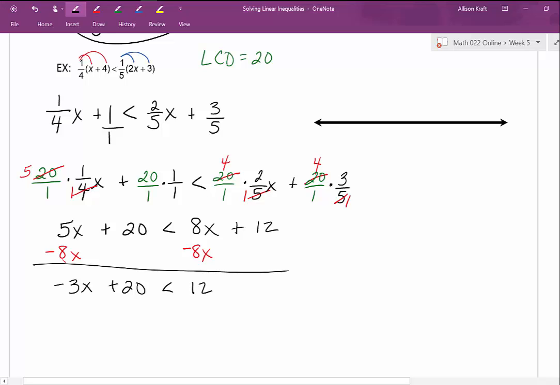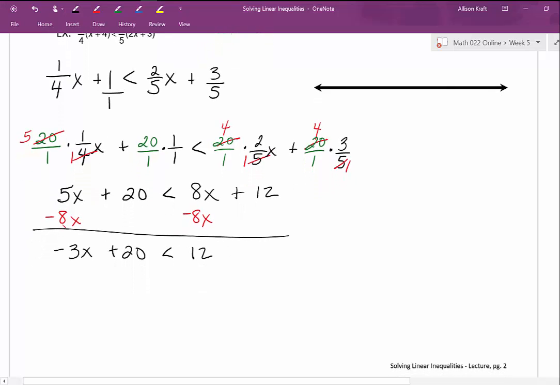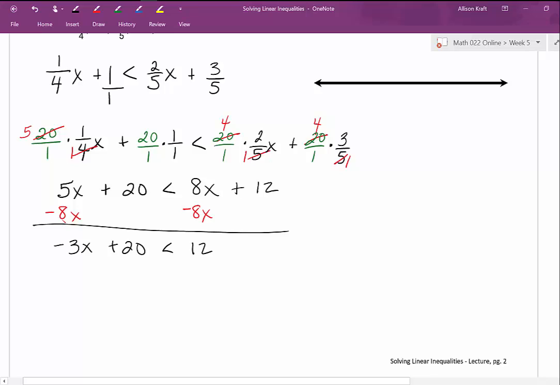I always put the variable on the left side because if I have the variable on the right side, most of the time I end up shading the wrong side of the number on the number line. So to be proactive against that mistake that I know that I typically make as an individual, I just always put the variable on the left. Now that our variable terms are on the left, we got to move that constant to the right. I'll subtract 20. Negative 3x is strictly less than negative 8.